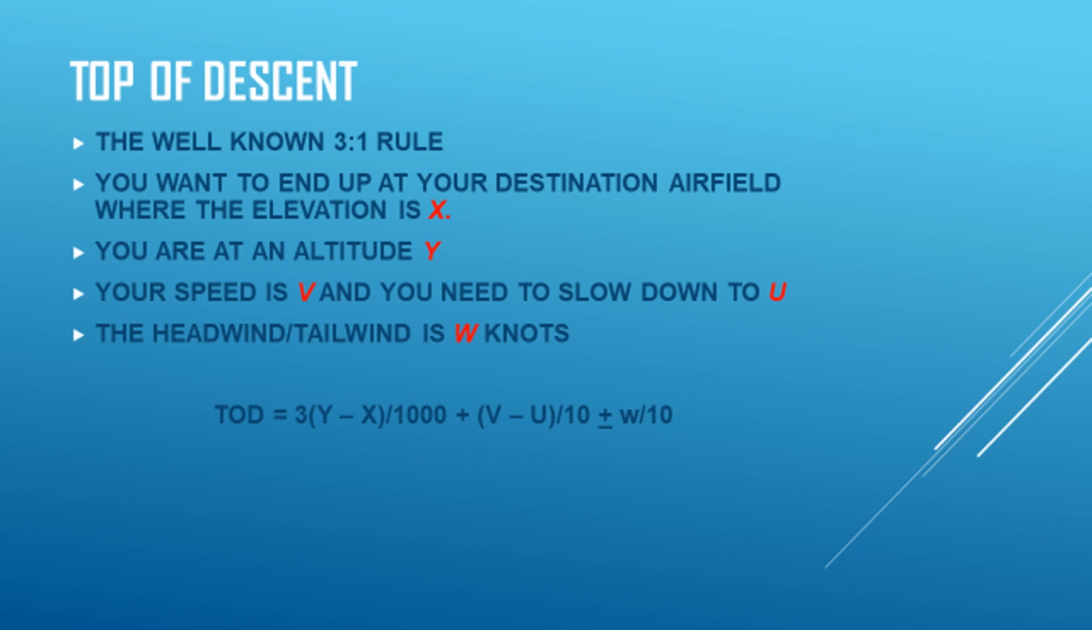Your speed is V, and you need to slow down to U. So this is like an indicated airspeed. Let's say you are doing 250 knots, and you want to slow down to 200 knots, which could be an ideal setting for configuration of flaps and the like. And then you have a headwind or a tailwind of W knots. So how do you quickly work out your top of descent point?